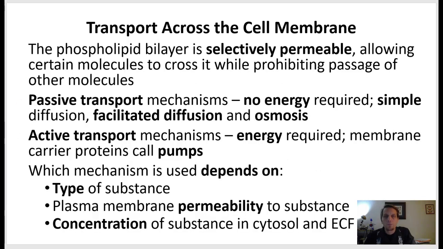Sorry. So the phospholipid bilayer is selectively permeable, simply meaning that not everything can cross it, even though it needs to, and some things can cross it even though we don't need them to.